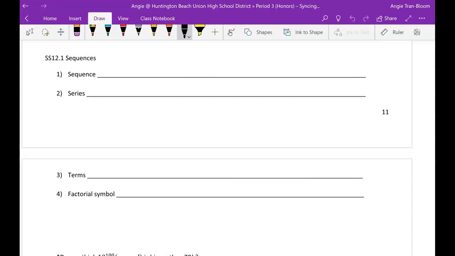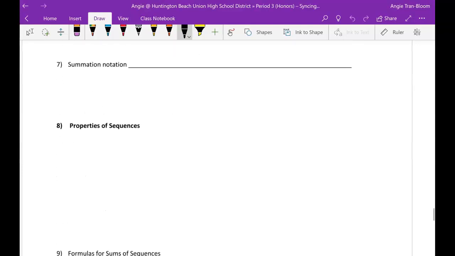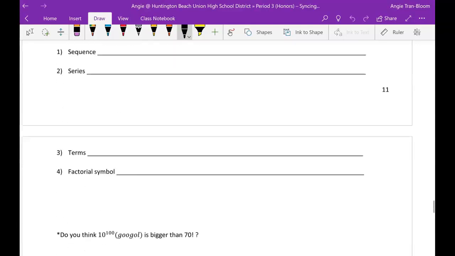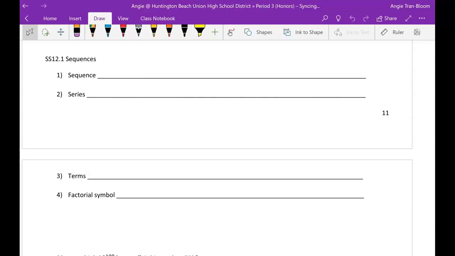All right, guys, this recording is for section 12.1. The title is called Sequences. So we are going to start out with defining some of these vocab, and then we can move on to a few examples on the bottom, okay? Okie dokie, here we go.